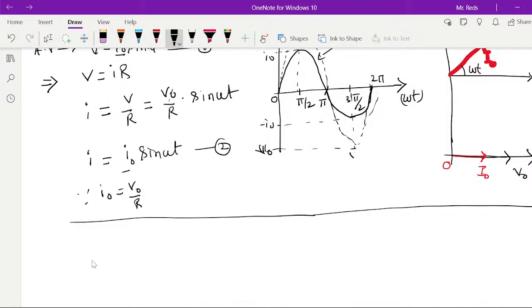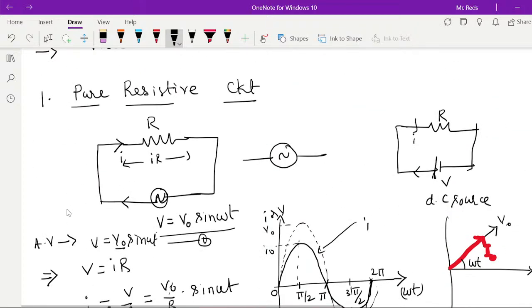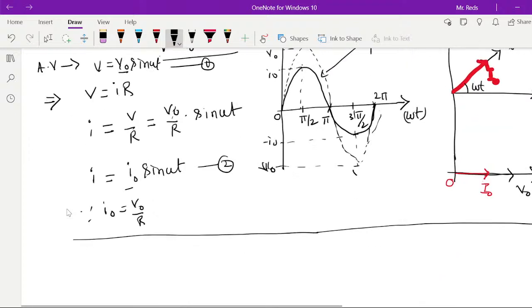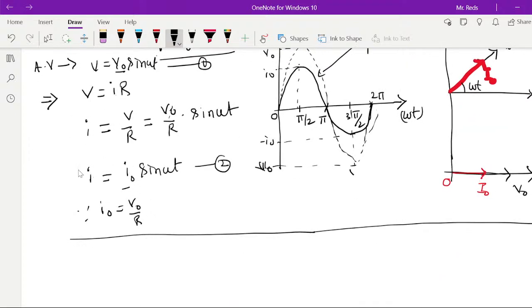Right, next one. So note down, this is the pure resistive circuit. Next one is the pure inductive circuit. So what are the points you have to keep in mind related to the pure inductive circuit? In the pure resistive circuit, how I and V are varying, and how to represent the waveforms and phasor diagrams for these.